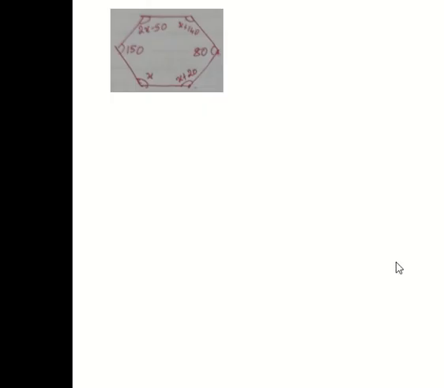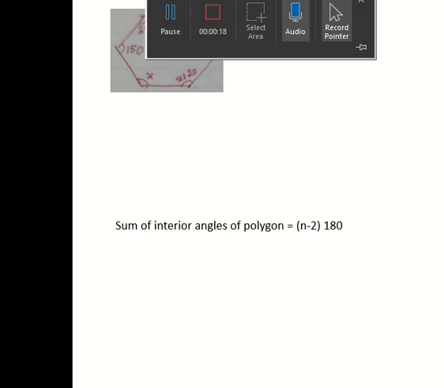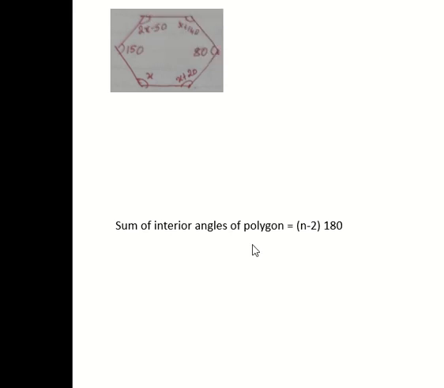Okay, so here we need to find some of the interior angles of the polygon, because we need to find basically the x variable value. So what we have to do is add all the given interior angles. That is nothing but 2x minus 50 plus x plus 140 plus 150 plus x plus 80 plus x plus 20 equals 6 minus 2 into 180, right?